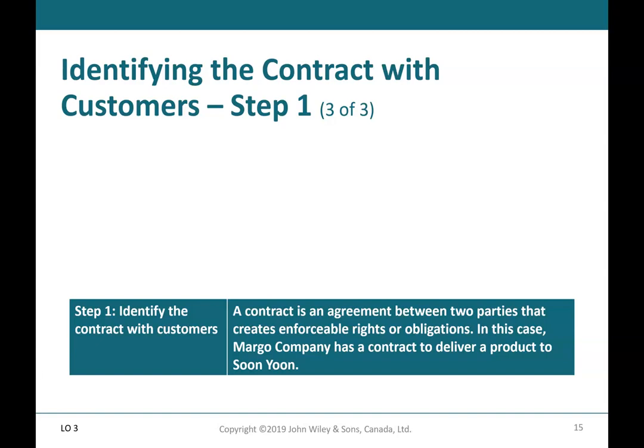Identifying the contract with customers, step 1, 3 of 3. Step 1. Identify the contract with customers. A contract is an agreement between two parties that creates enforceable rights or obligations. In this case, Margot Company has a contract to deliver a product to Sun Yun.